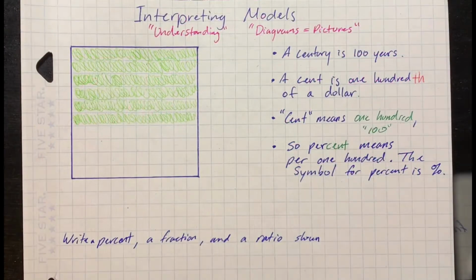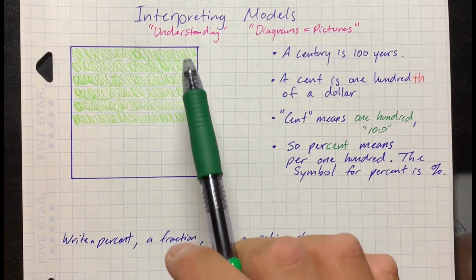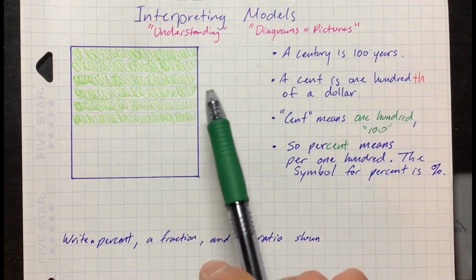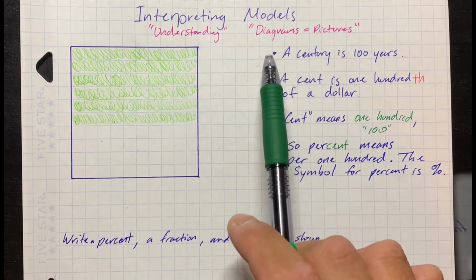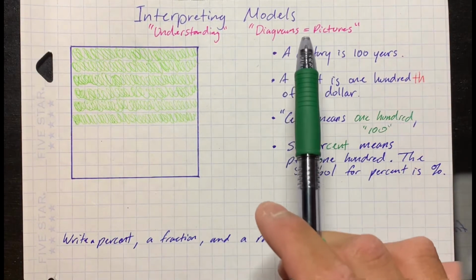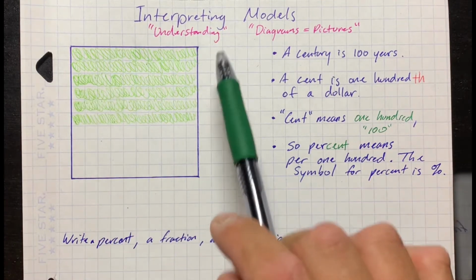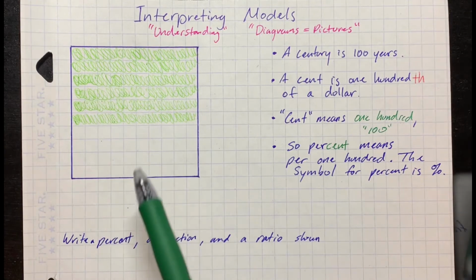Okay. Now this first problem that we're going to do, we're going to interpret models. So interpreting means understanding, and models is a diagram. What I mean by that is we're talking about pictures. So we have this grid here, okay? It's a 10 by 10 grid.